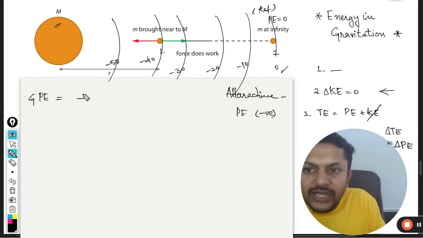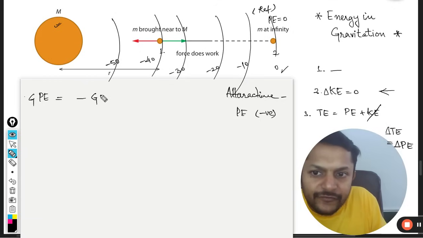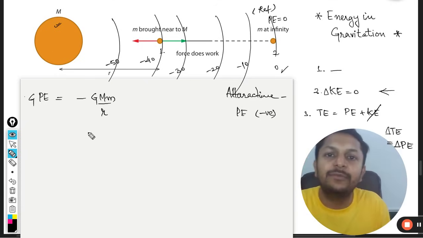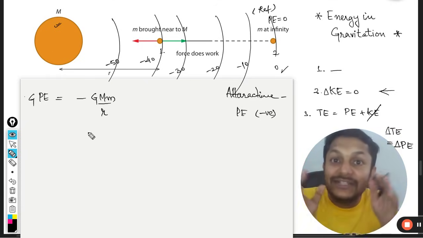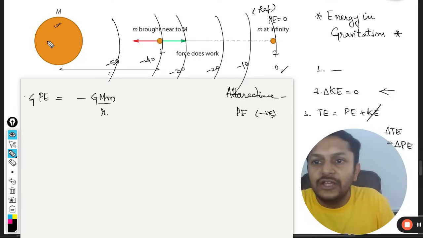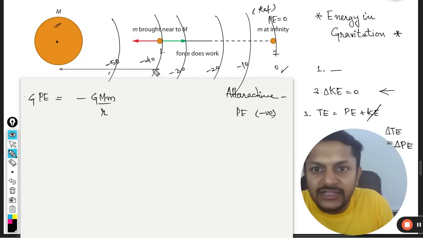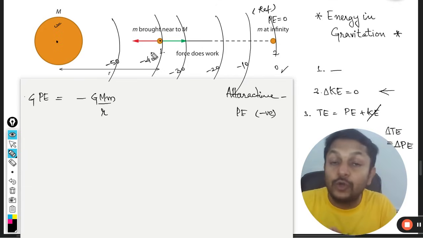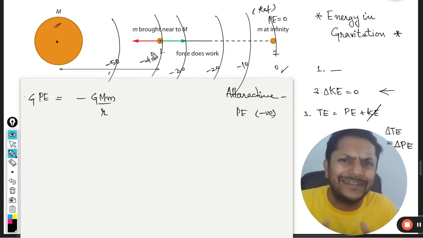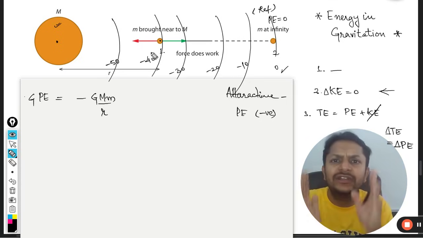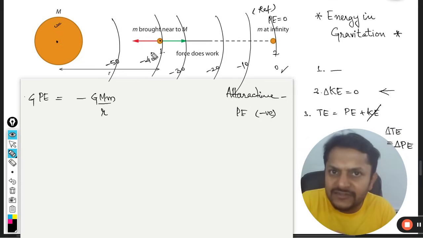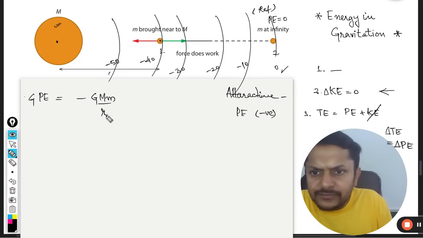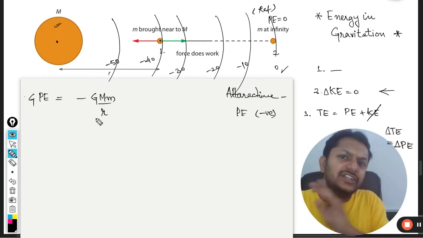So the gravitational potential energy is given by the formula G, product of the two masses, divided by the distance between the centers of the two bodies. So this body is having a center here, and this body is also having a center here. In the last video, I told you gravitational forces are central forces. That is why we are only concerned with center to center distance. So this is the gravitational potential energy.